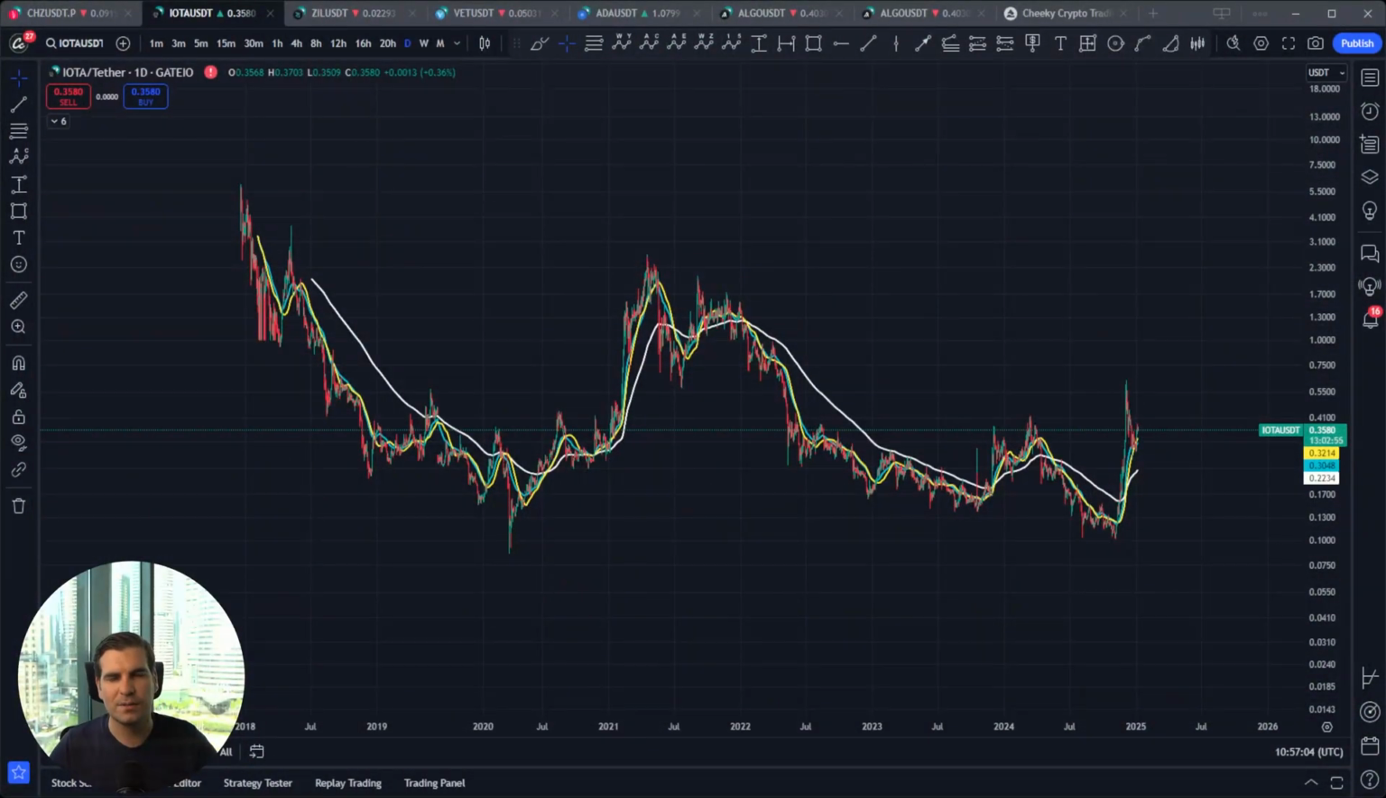Let's jump right down into the charts and take a look at what's going on with IOTA. So here we have IOTA paired up with USDT. We're on the 1-day chart. And well, this is a very interesting chart.